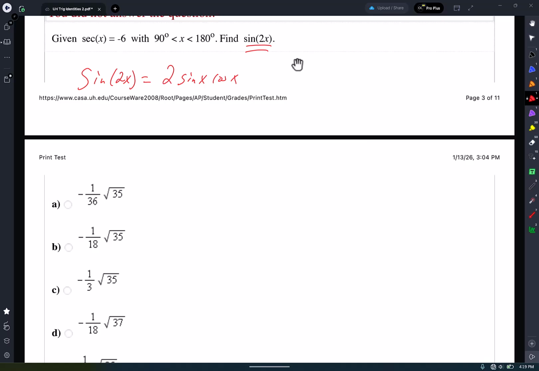All right, here we go. I need to figure out what sine x is and cosine x is. They give me secant. Secant's the reciprocal of cosine. I'm in quadrant 2. So here we go. Quadrant 2. Angle x.